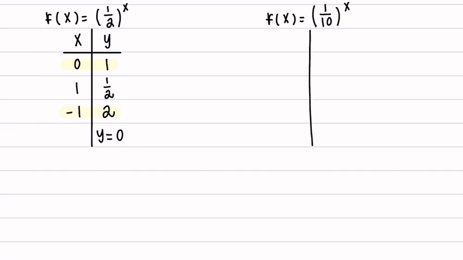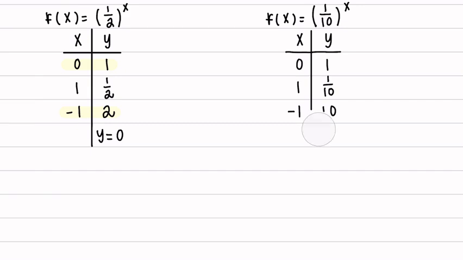For 1/10 to the power of x, I still have the 0, 1 because if I plug in 0 for x, I get 1. If I plug in 1 for x, I get 1/10 though. And that's a really hard value to transform. So what if I plug in -1? Well, 1/10 to the -1 power is equal to 10. So that makes a nice whole number. And then of course I have my horizontal asymptote y equals 0. So the values I would prefer to use would be with these nice whole numbers.